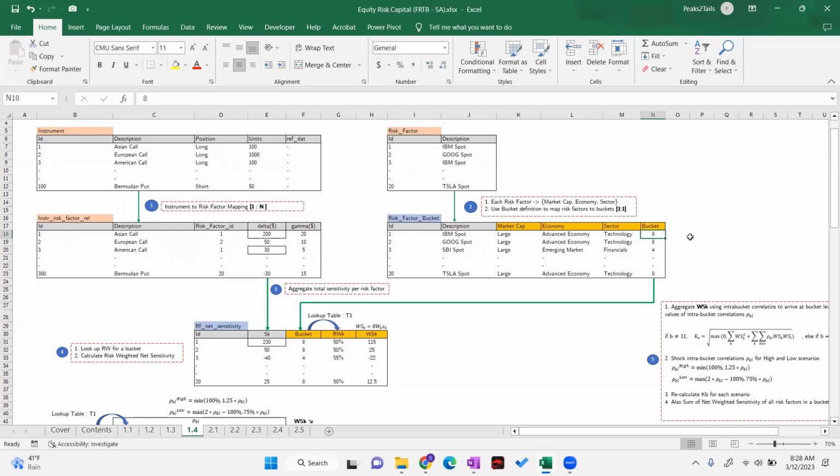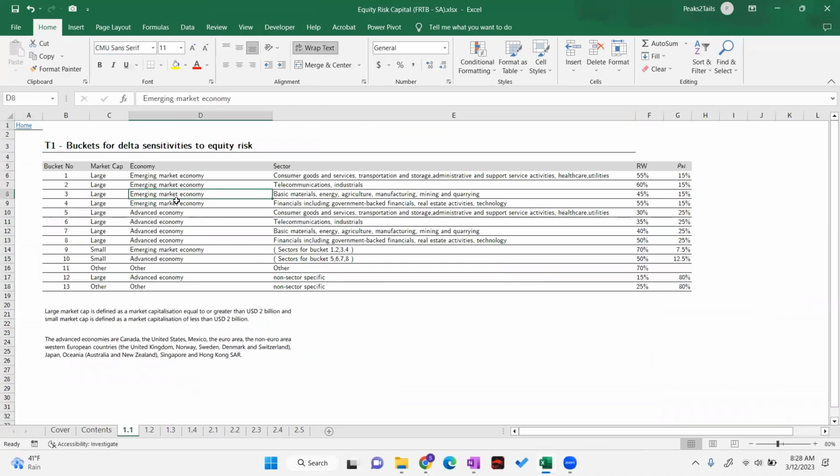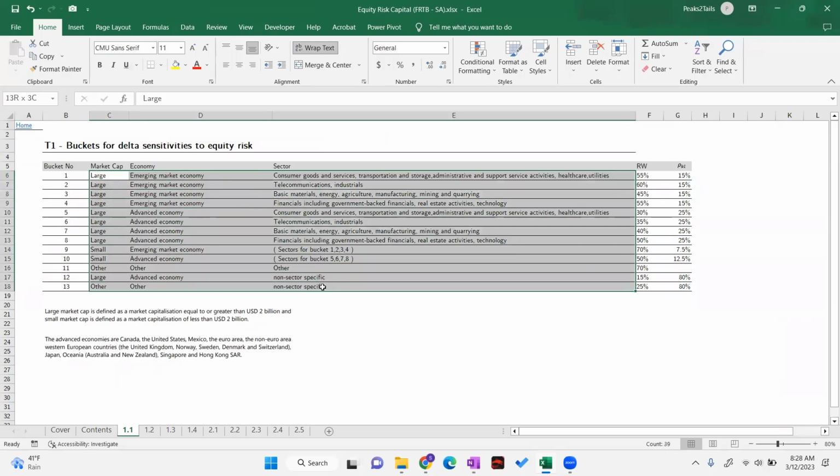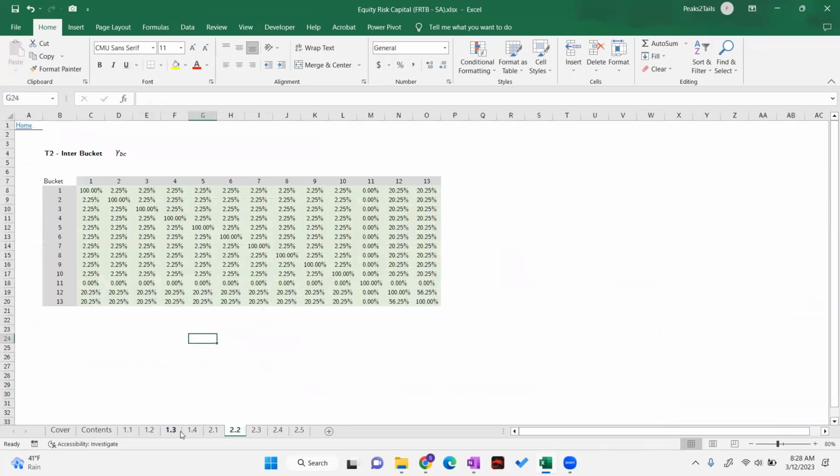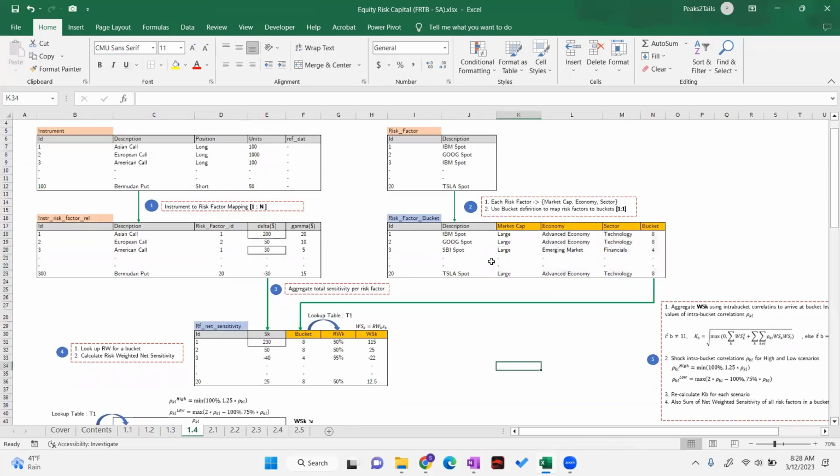For that bucket, I should have put a lookup here, but yeah, this comes from the regulatory table 1.1. This one. Okay. Once you know these three, you can find the bucket number. So this is a lookup. That's a lookup exercise. Sorry. Yeah. So this part is clear, right?